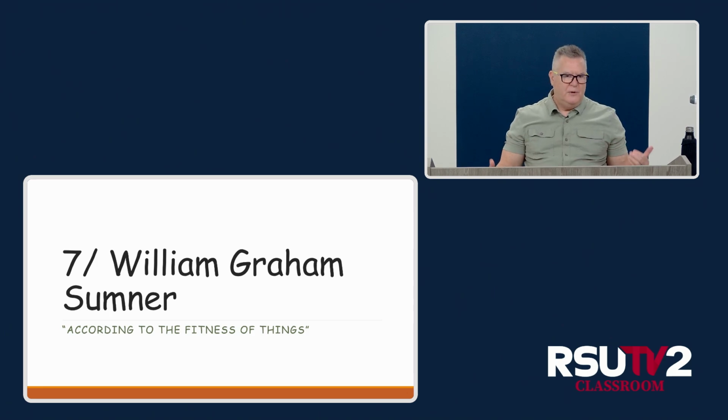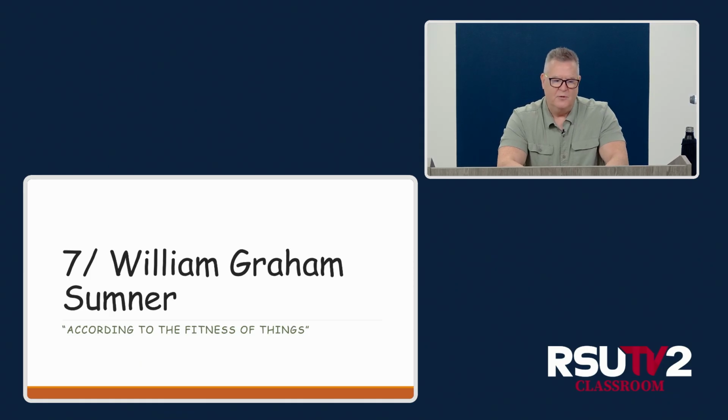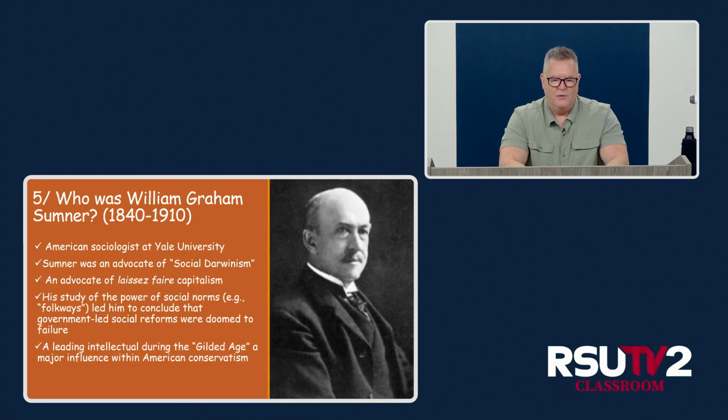A good illustration of this kind of perspective comes from the American sociologist William Graham Sumner, who wrote a book, What Social Classes Owe to Each Other. He was an American sociologist at Yale. He was an advocate of social Darwinism. He was also an advocate of laissez-faire capitalism. His study of the power of social norms, which he described as folkways, led him to conclude that government-led social reforms were always doomed to failure. He was a leading intellectual during the Gilded Age, and he exerted a major influence within American conservatism.